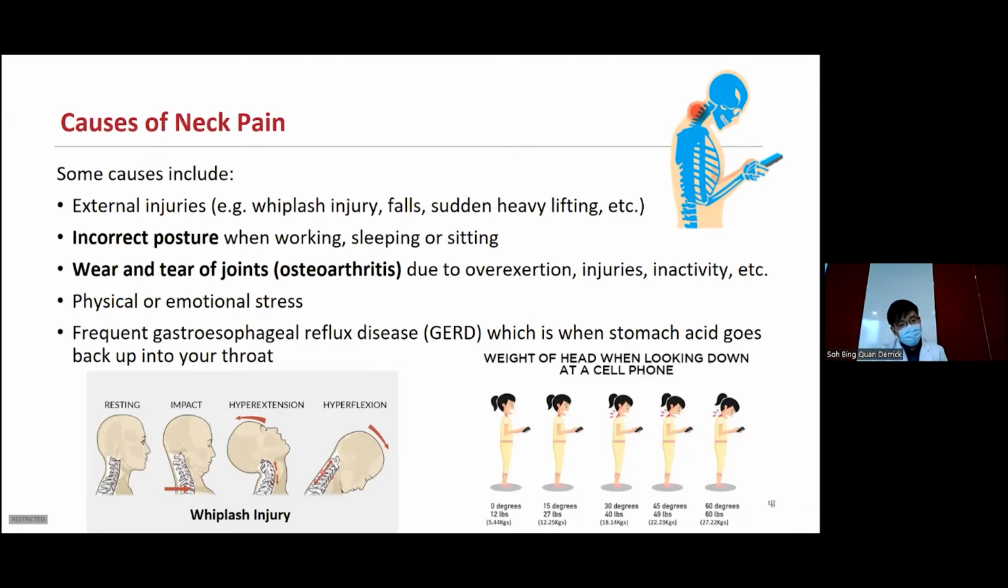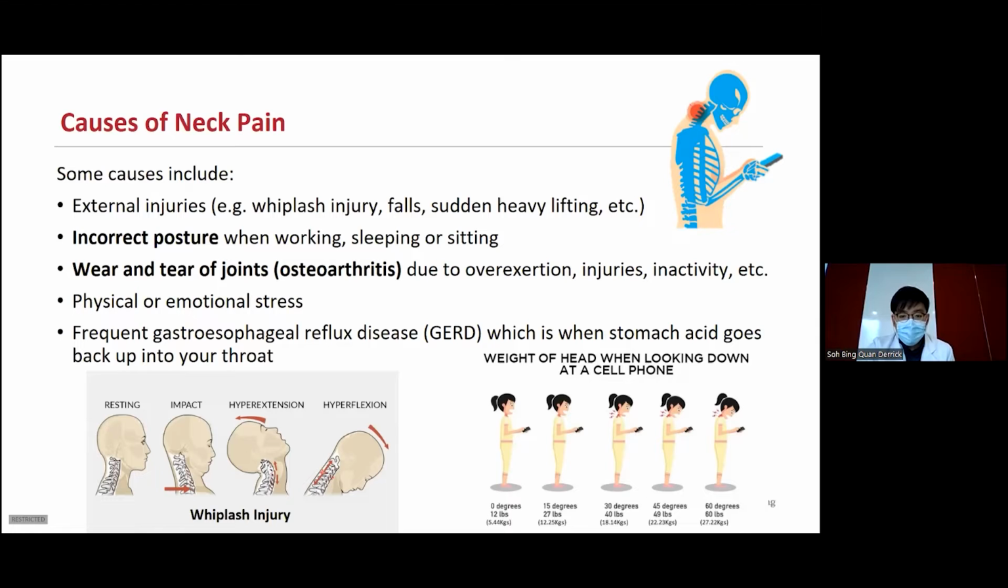So wear and tear of joints, this one, the joints already have a bit of changes. So this one you cannot revert back to the original state of the joint. So that's where correcting of posture can help to prevent wear and tear of joints.